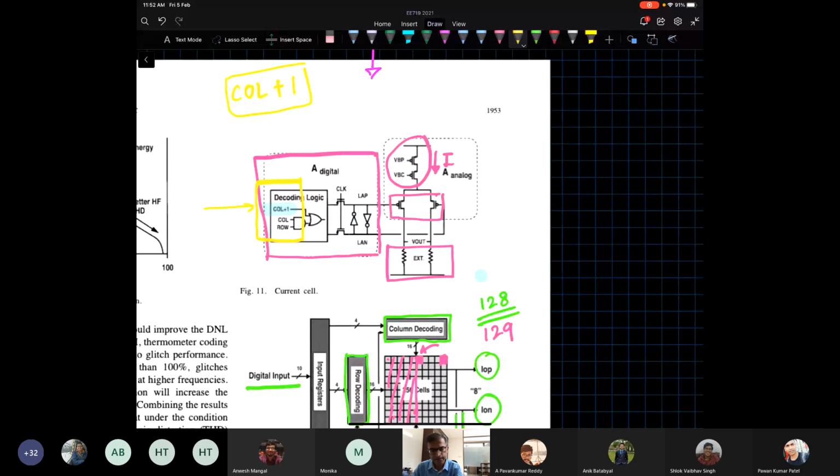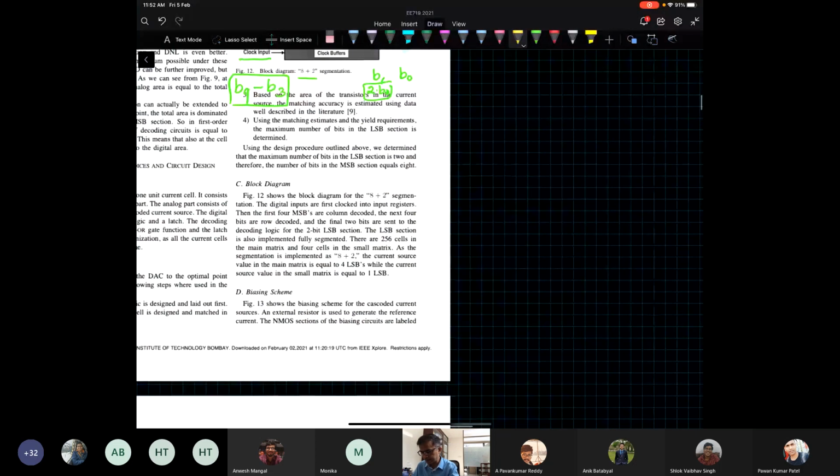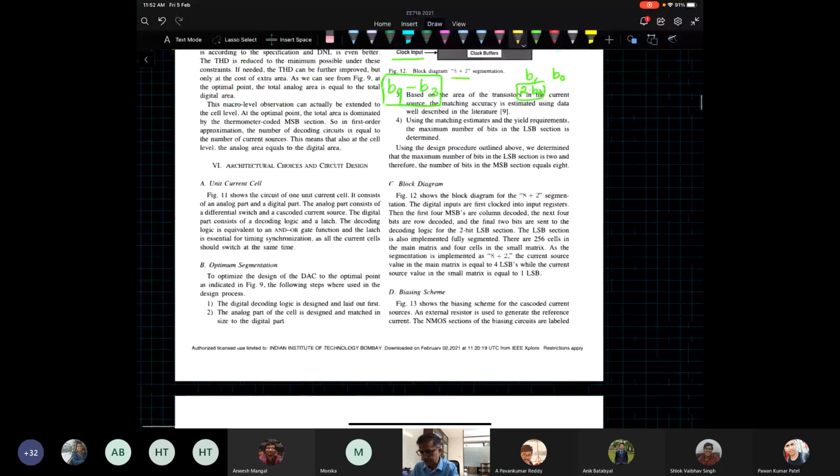And the clue that I will give you is over here. How do you do this? That will give you the clue. How do I go from 128 to 129? Now, having said that, let's take a look at the rest of the paper.